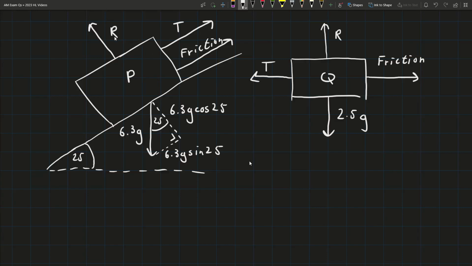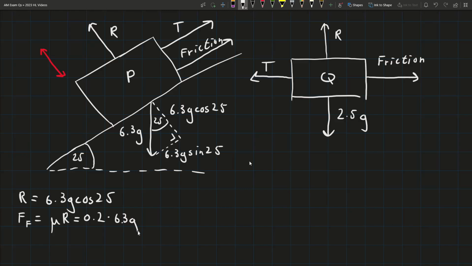So now while we're here, we may as well calculate the friction. So for block P, the reaction force will be equal to 6.3g cos 25, because it's not moving in this direction at all, which means that these two forces must be balanced and equal. So you can say that R equals 6.3g cos 25. And we know that the force of friction will just be mu R, where mu is 0.2, and R is 6.3g cos 25. Put that into the calculator, and you get about 11.191 newtons.